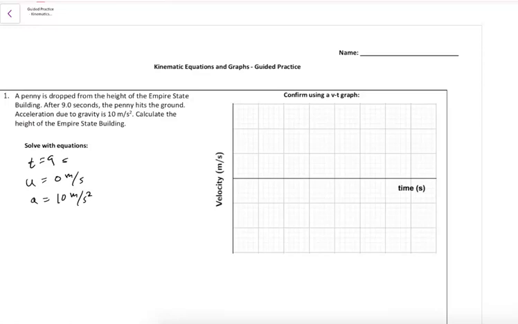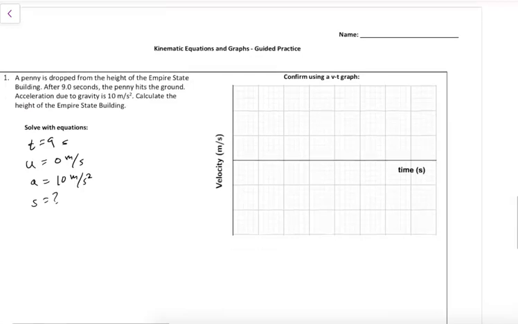And then I need to find s. Oh my gosh, it's the same equation, isn't it? Looks like it. s is equal to ut plus 1/2 at squared. So s is equal to 0, because u is 0, plus 1/2, a is 10, and time is 9 squared. So that looks like s is equal to, I think, 405.